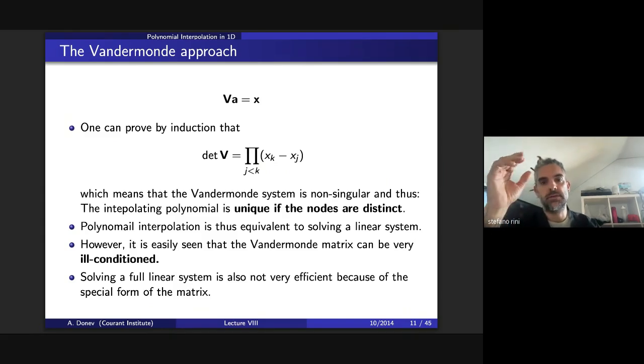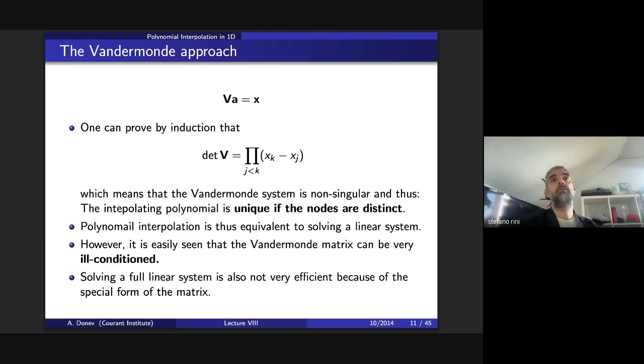And of course, if you choose the xk's to be larger than the xj's, so you order the points so that they are in increasing order, then this will be a positive semi-definite matrix, so all the eigenvalues are going to be positive. So we can reduce the polynomial interpolation to solving a system of linear equations, but it's easy to see that the problem is ill-conditioned, right?